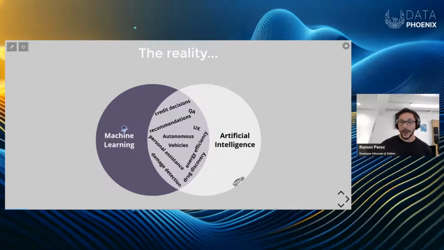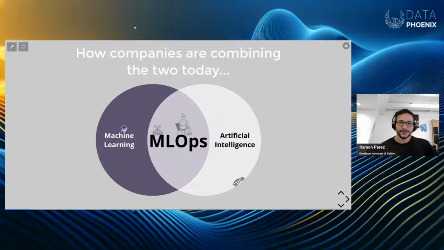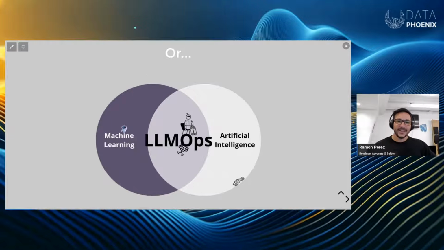User experience, autonomous vehicles, personal assistance, damage detection, drug discovery, and energy efficiency. So there's a lot of things that are happening out there that is not necessarily on one side or the other, but it can be categorized as both. And it's not necessarily LLMs. And the way in which companies are combining these two today is by something that we have now landed at, the acronym of MLOps, or machine learning operations. Not to be confused with the LLM ops that is so prevalent today. So that's a little bit of the landscape.